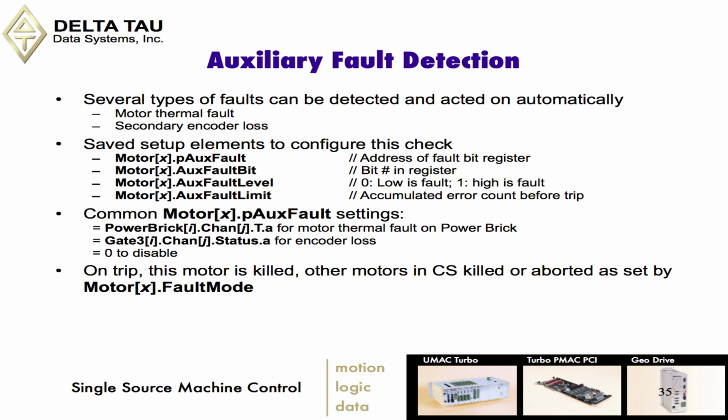If it's the thermal input on a power brick, then it's going to be set to the power brick's thermal input. If it's encoder loss on a generic Gate 3 accessory, it's just set to the status of that register. And then, of course, 0 will disable it. And again, the Motor[x].FaultMode will determine what happens to other motors, either in the coordinate system or on the entire PMAC.